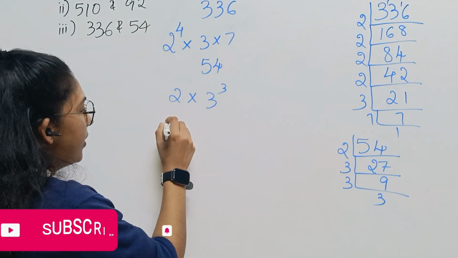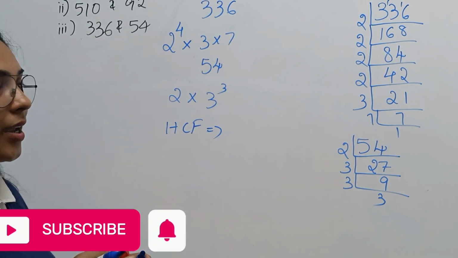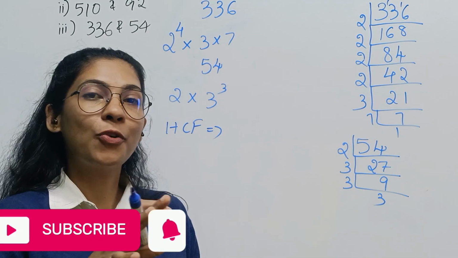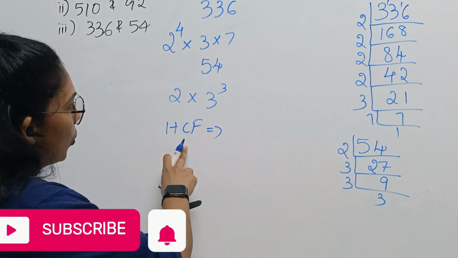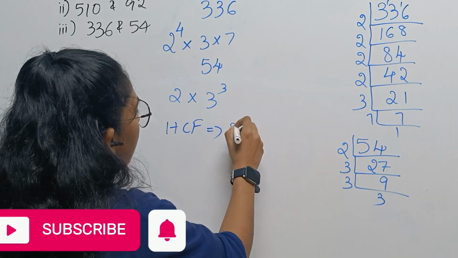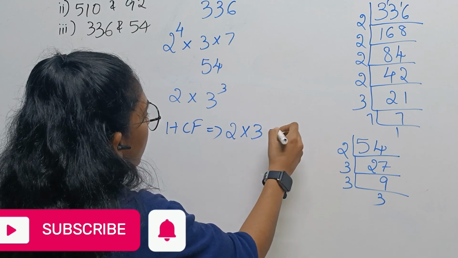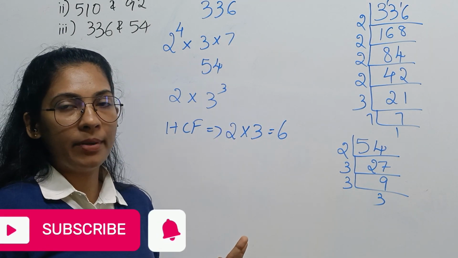Now, what is HCF? HCF is the highest common factor, the product of common factors with the least power. Okay, so 2 is there, 3 is there. Okay, so 2 into 3, which is 6. So 6 is the HCF of these two numbers. Okay.